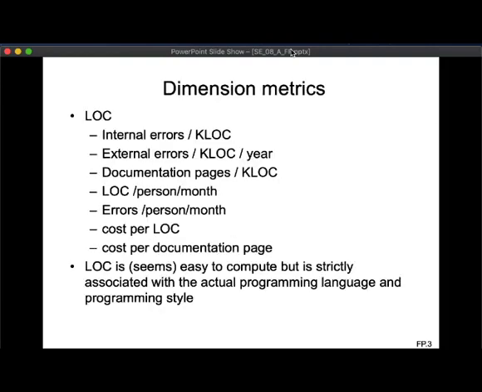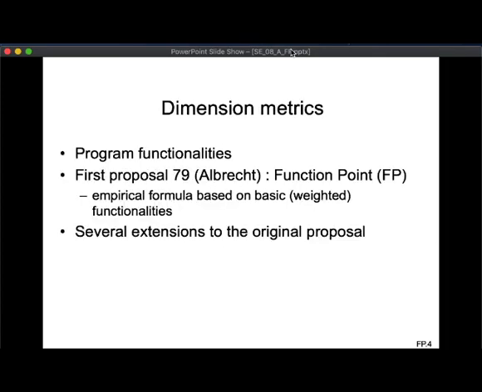As we said, the lines of code are apparently easy to compute, but are too dependent on the programming language that is used. So over the years other metrics have been proposed, and in particular one of these that is still widely used, as I said, and is adopted, for example, in the evaluation of software in tenders for the public administration in Italy, is the function point. Function point is a very old metric. It was proposed in 1978-79 by Albrecht, and basically is an empirical formula based on functionalities.